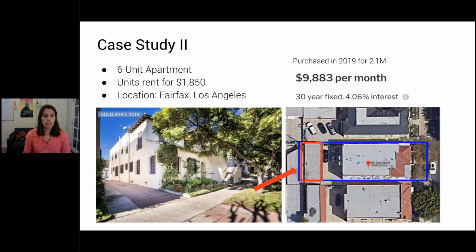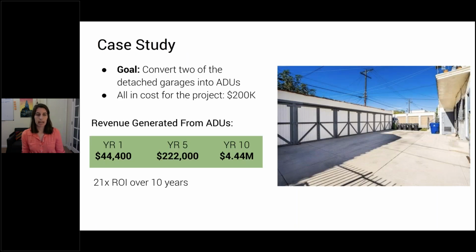And the plan was to convert 2 of these detached garages in the back into accessory dwelling units. This particular property investor had a construction crew available that was his own crew. So he was going to be able to do the project for even less than this, but we'll use conservative figures that everyone would have access to. The all-in cost for this project was slated for about $200,000.